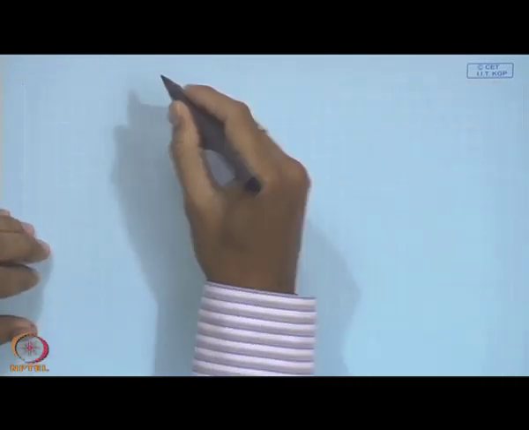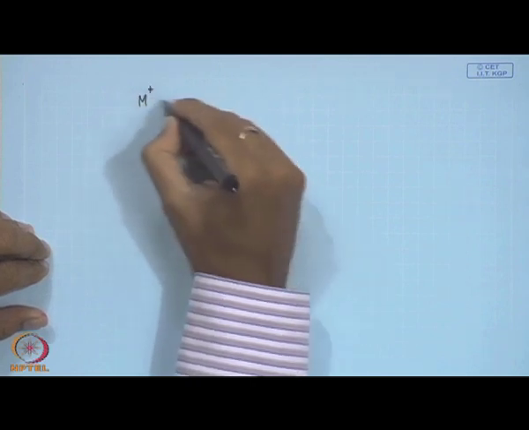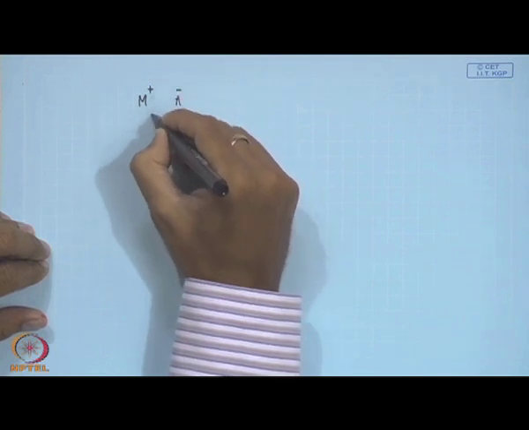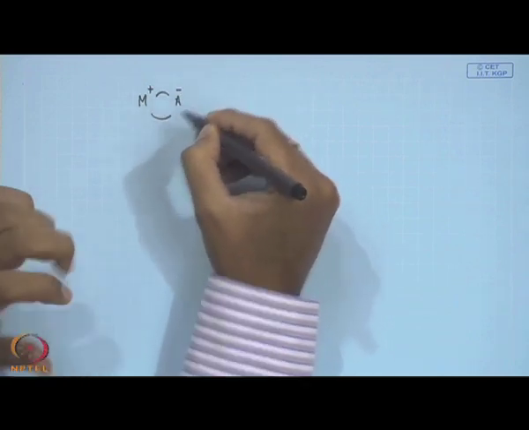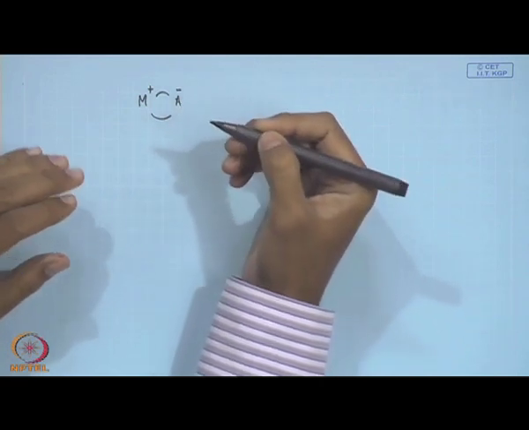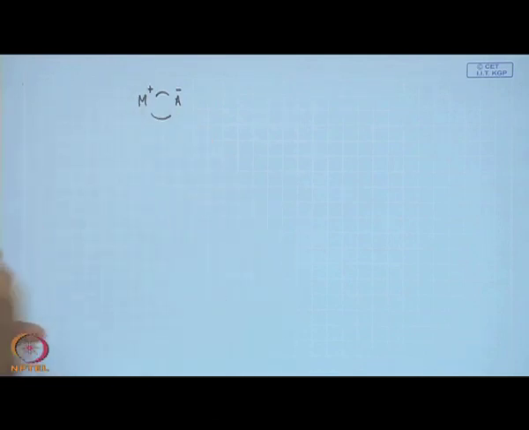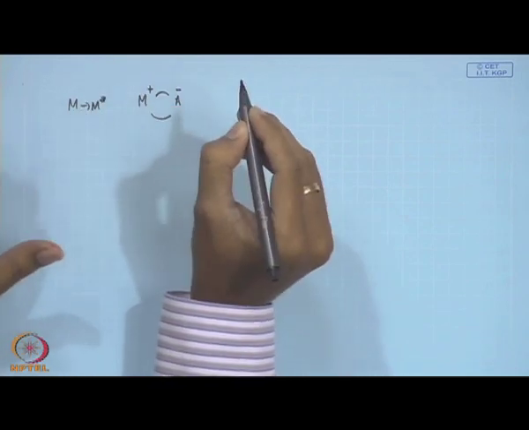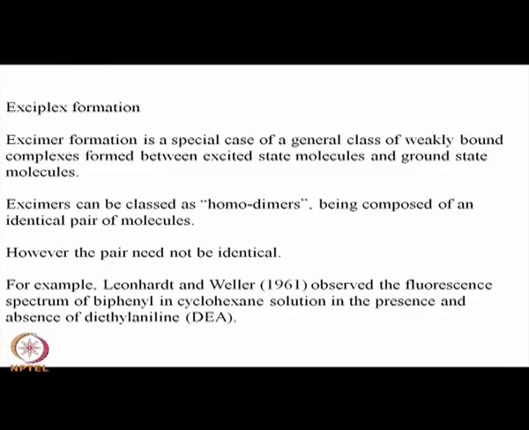So it is a complex. Why is it a complex? Because after the charge transfer has taken place, one species, say M, becomes M plus, and the one which has accepted the electron becomes A minus, so there is some interaction leading to a complex. But if it comes back to the ground state by back electron transfer or some other mechanism, there is no interaction. If you do not excite M to M star, you do not get any such thing.